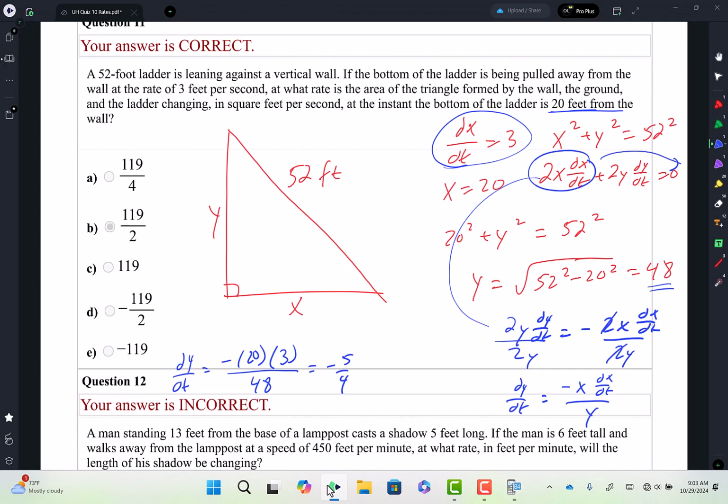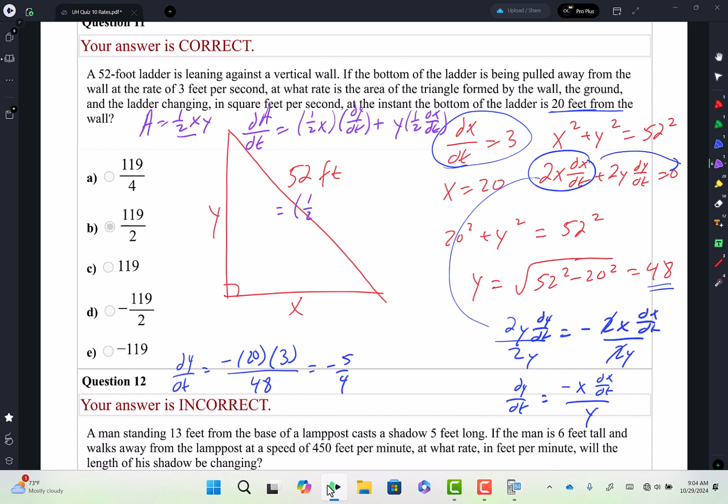Okay, now we have everything. So here we go. I'm going to do it in purple, guys. Area is equal to 1/2 x times y. Yeah, let me know. Are we okay? Okay. dA/dt. I'm going to group the half with the x first, times the derivative of the second, plus the second times the derivative of the first. See? And that's it. We just plug in.